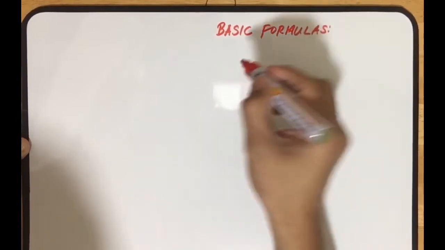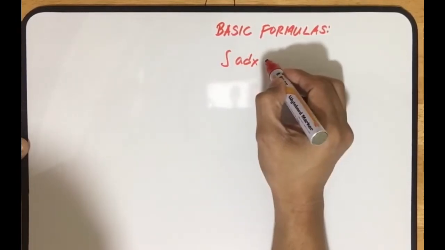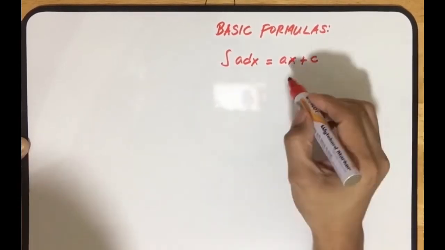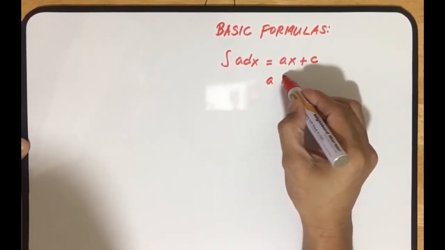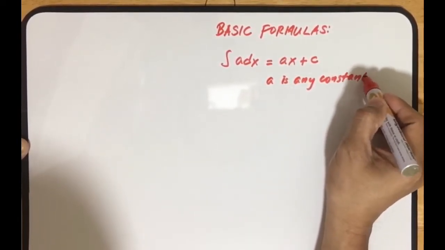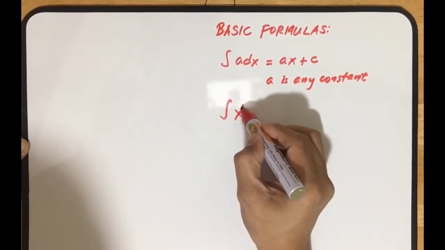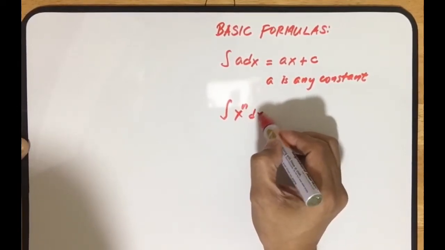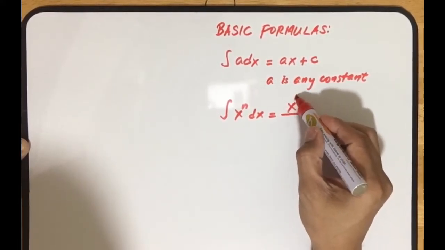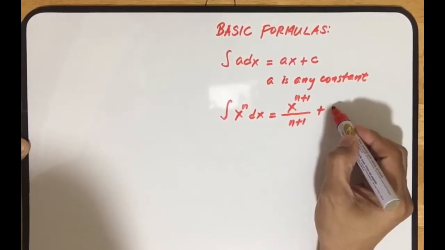Last class we talked about the basic formulas: the integral of a dx equals ax plus c, where a is any constant. And we have another formula, the integral of x to the n times dx equals x to the n plus 1 divided by n plus 1, plus c.